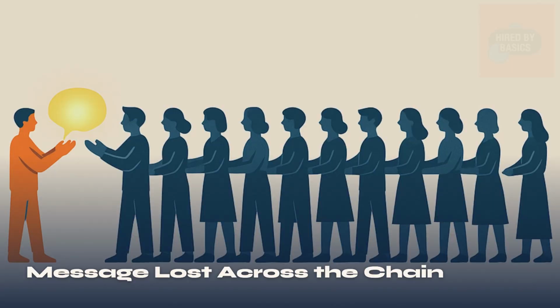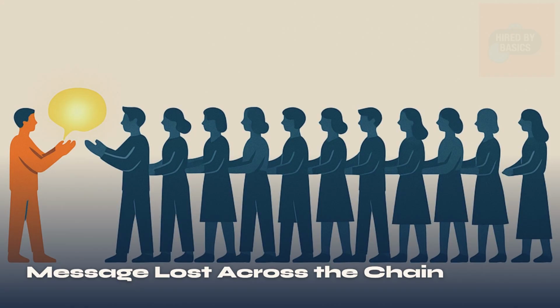Okay, let me ask you something. You know that game, Broken Telephone, where one person whispers a message to the next person and that person whispers it to the next, all the way down a line of 20 people? By the time it reaches the last person, what do they hear? Something completely different from what was said at the start, right? The original meaning is just gone.